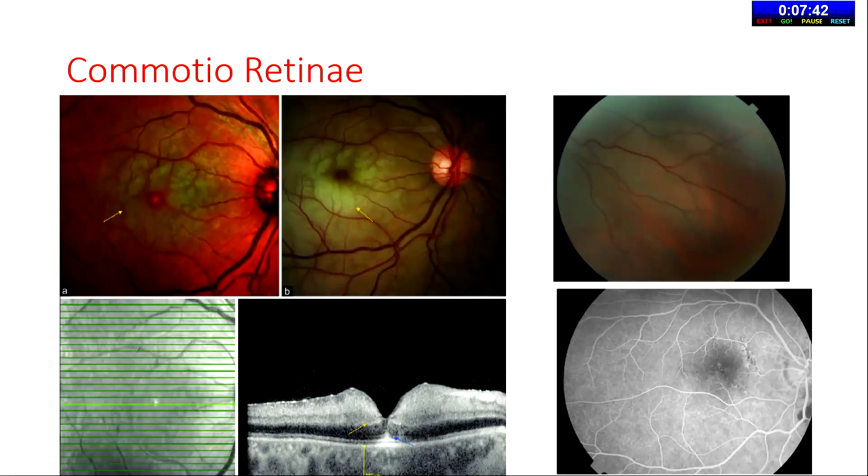And the pathogenesis is either coup, counter coup, or antero-posterior compression. So, posterior segment trauma can manifest in various forms, and we will see each case one by one. So, coming to the first case, the commotio retinae.